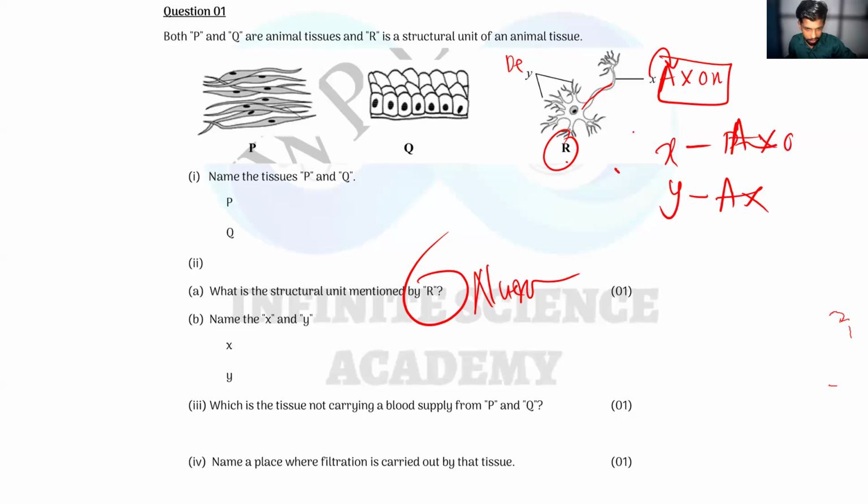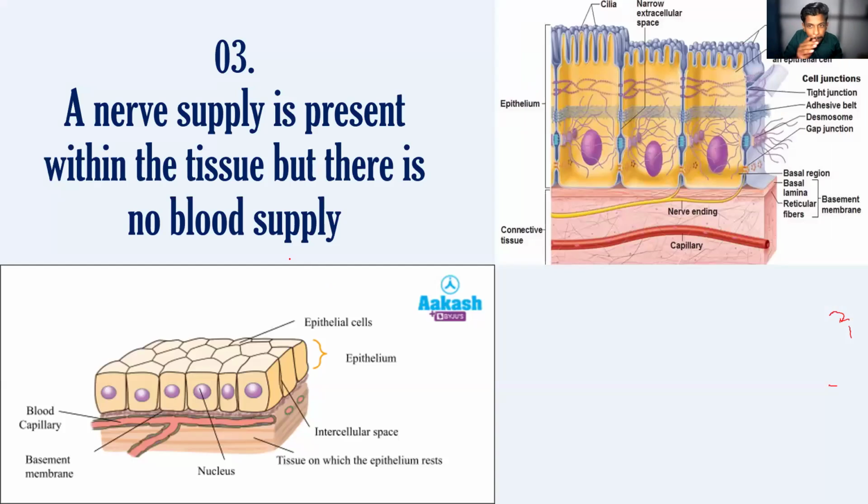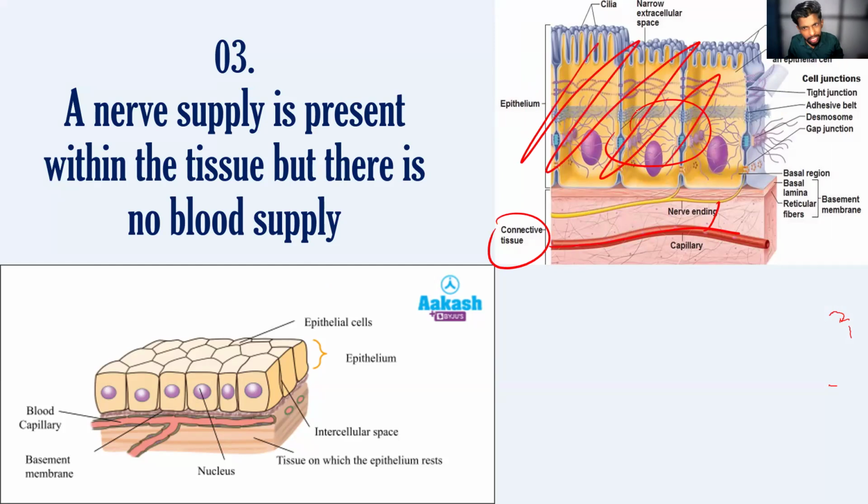and Y is dendrites. And question number 3, which of the tissues does not carry a blood supply? I already mentioned that one here. The epithelial tissue doesn't have a blood supply. Look at the picture here. The blood vessel is there, but no blood supply for them. There's no direct blood supply, right? The blood supply is there for the connective tissue under the epithelium. This is the epithelium, right? They don't have a blood supply, but they have a nerve supply.